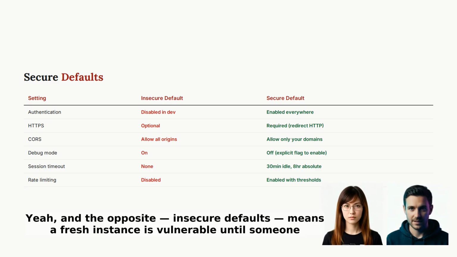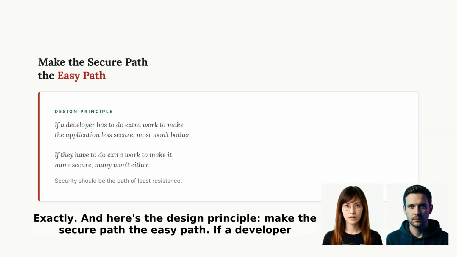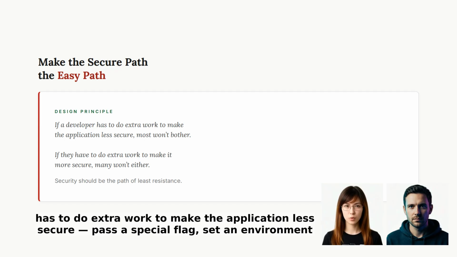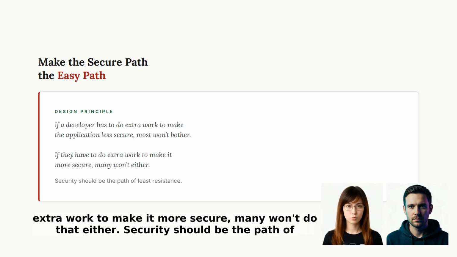Yeah, and the opposite, insecure defaults, means a fresh instance is vulnerable until someone remembers to configure it. Exactly. And here's the design principle. Make the secure path the easy path. If a developer has to do extra work to make the application less secure, pass a special flag, set an environment variable, modify a config file, most won't bother. That's what you want. If they have to do extra work to make it more secure, many won't do that either. Security should be the path of least resistance.